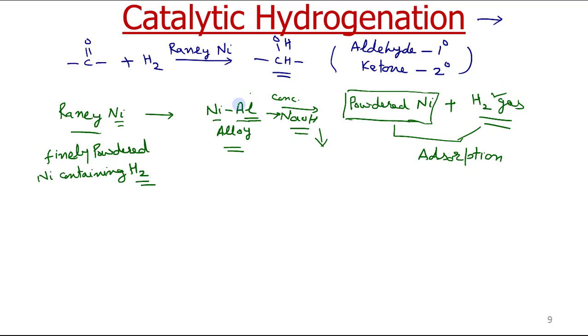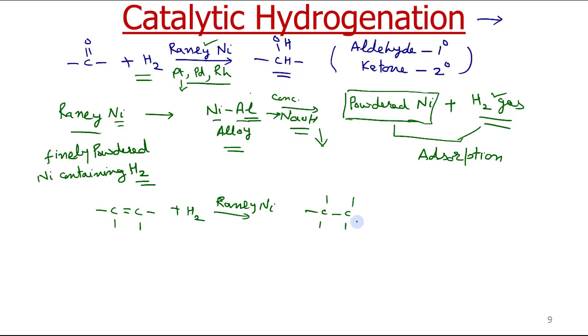It is mostly used as a catalyst in hydrogenation reactions, but the problem with this hydrogenation is that it also reduces C double bond C. It also gets reduced in the presence of this catalytic hydrogenation, Raney nickel. We can also use platinum, palladium, rhodium. These catalysts are also used, but these are quite expensive. So this is the mostly used catalyst. It also reduces C double bond C, and the product is alkanes.